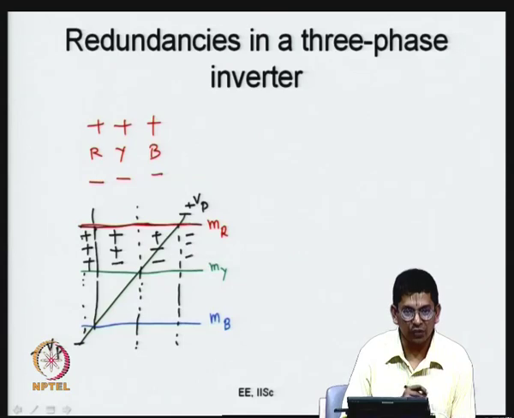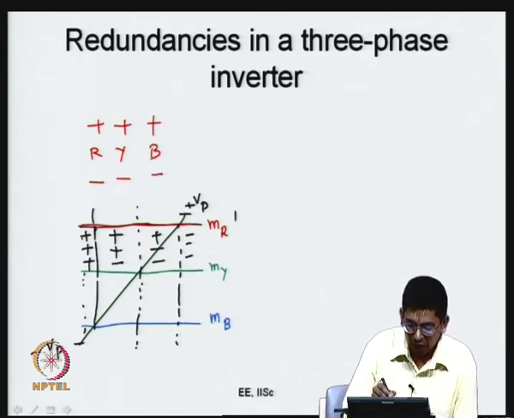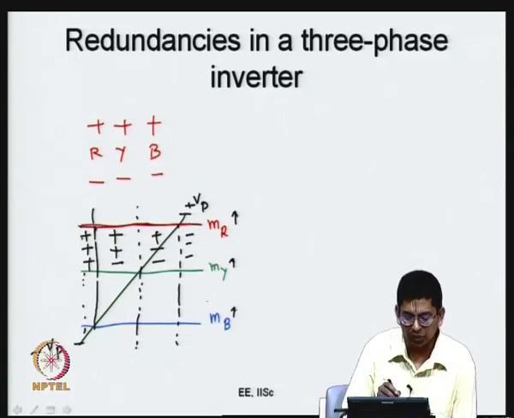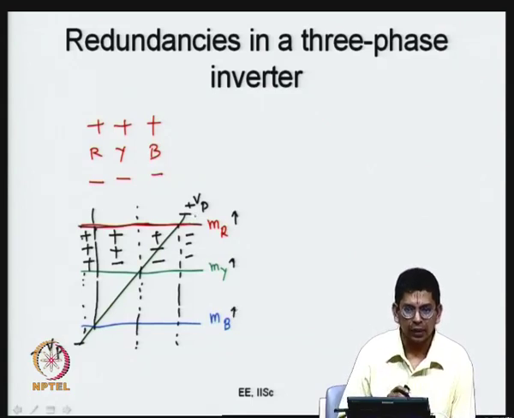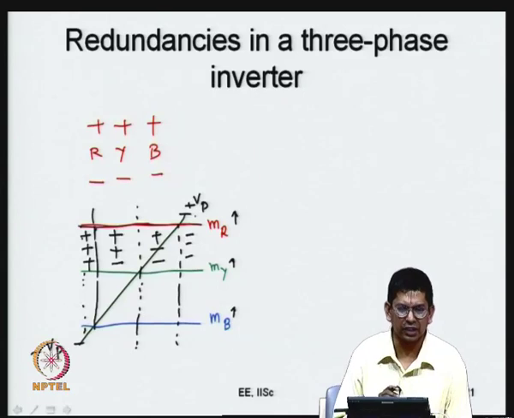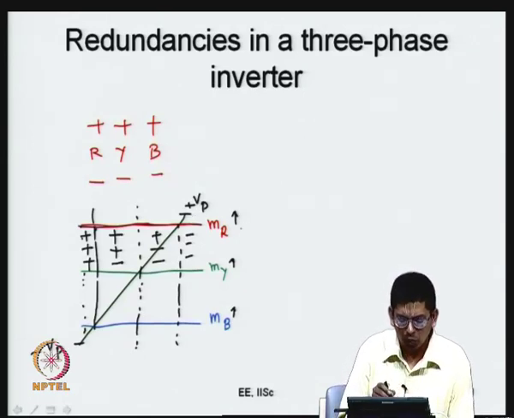Once again, you can think of a common mode. By common mode, I mean I would shift MR slightly above, MY slightly above and MB slightly above, such that it does not go beyond Vp. In this carrier cycle or in any of the carrier cycles, it should not go beyond that. That is how I add a common mode signal. When I add a small common mode signal like that, what is going to happen? MR shifts up, MY shifts up, MB shifts up.